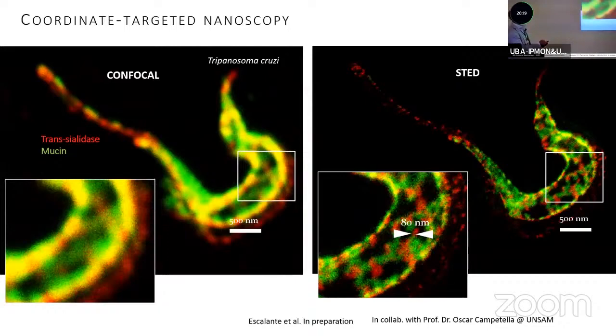Again, 2 proteins here, they look more or less uniformly distributed, but when you do super resolution, you see they are organized in clusters that hardly overlap, but they have many contacts. And then you can start analyzing this in great detail. Okay.